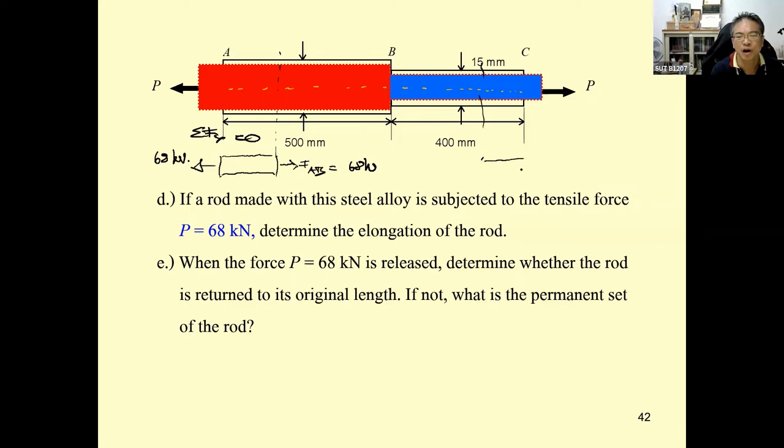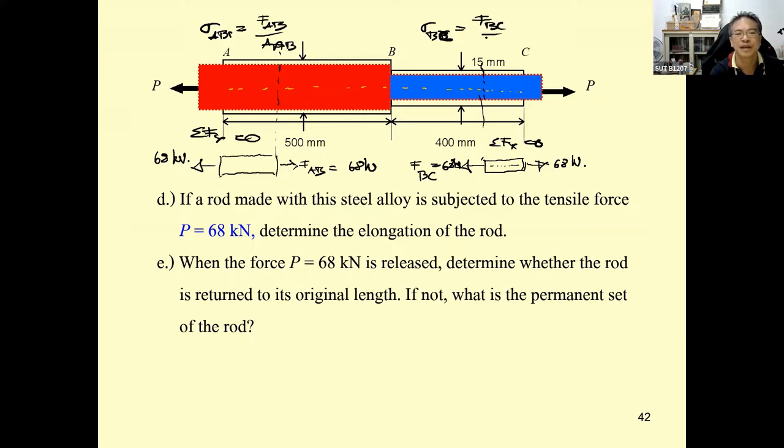And again, if you draw the free body diagram, let me skip on this. I recommend, if you have the written examination, don't skip it. Just follow the procedure in order to express your understanding of this subject of engineering statics. So summation F sub X equal to zero, this one is going to be 68 kilonewton. Since the force over here and the force over here are equal, the stress sigma sub AB is going to be F sub AB divided by A sub AB, and sigma sub BC is going to be F sub BC divided by A sub BC.